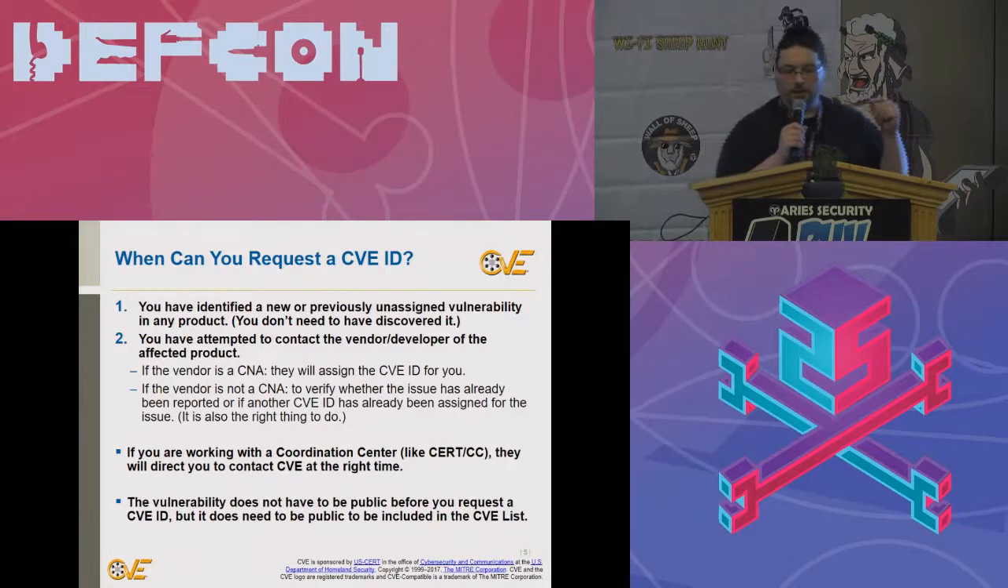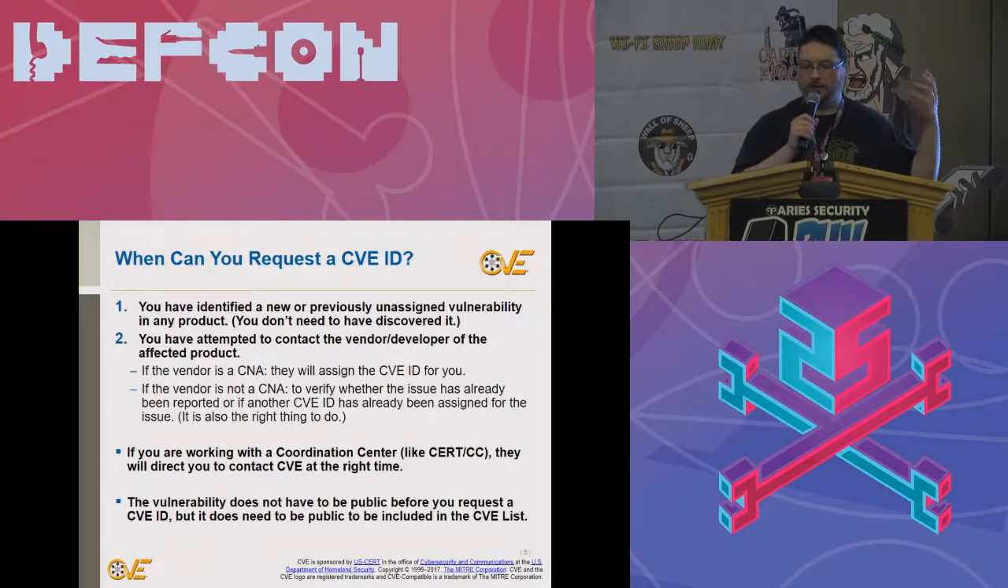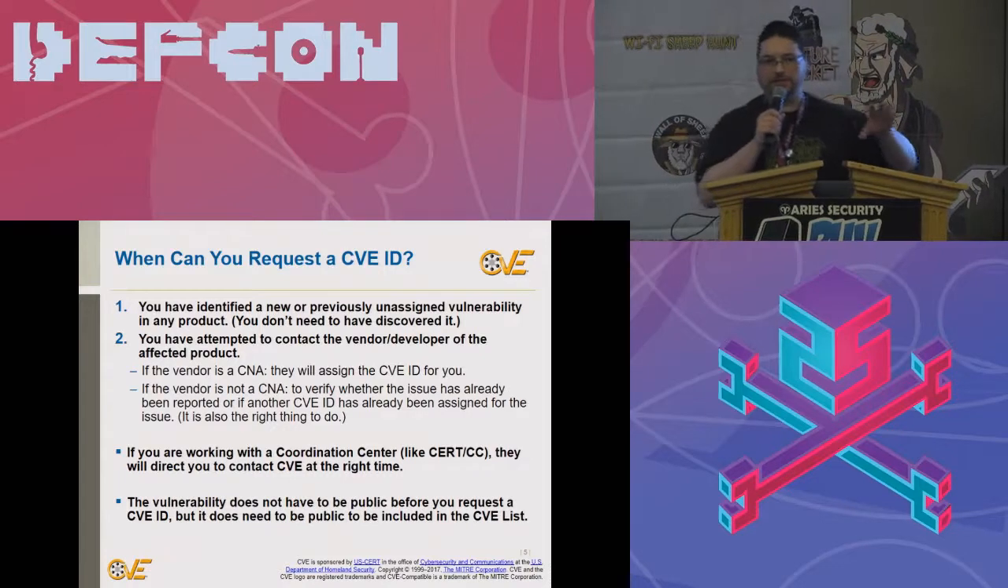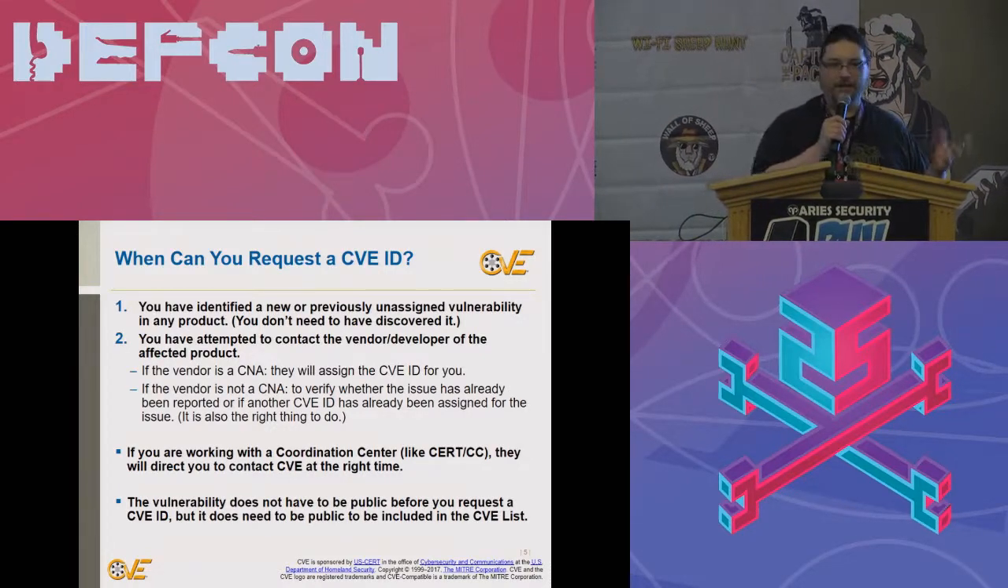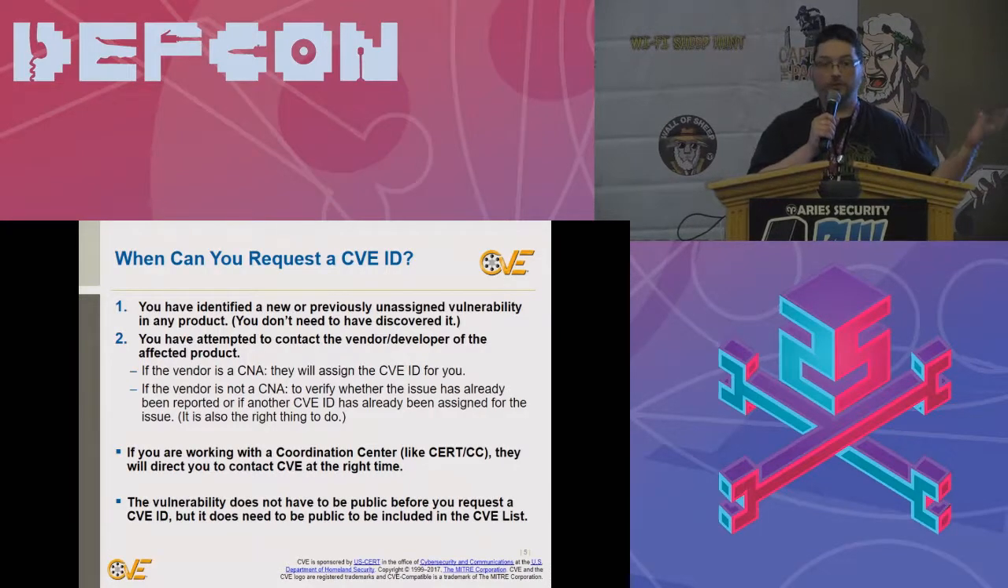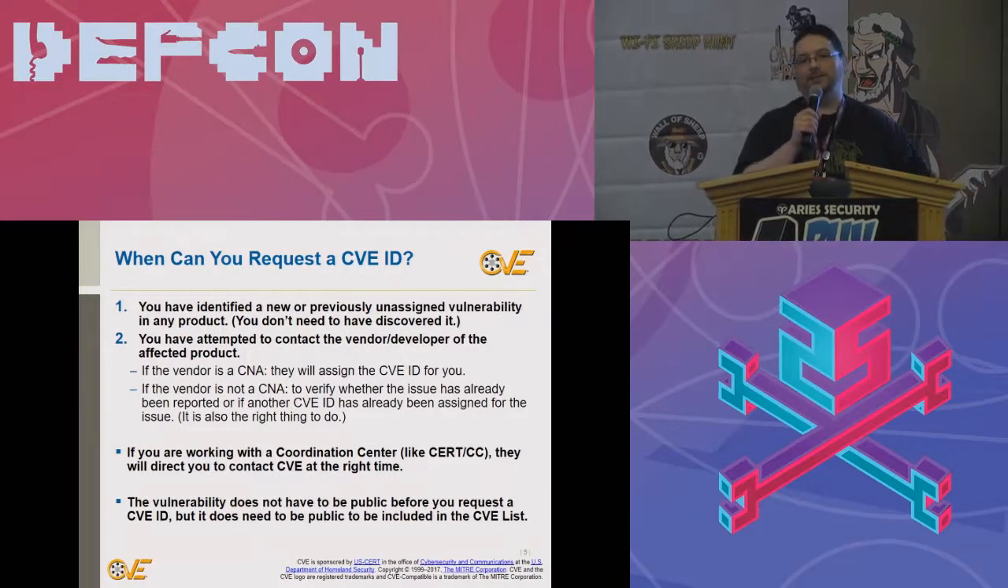First thing, you have to identify a new or previously unassigned vulnerability in any product. Now, we have traditionally only been assigning in a very small scope up until the last year. And some of you might have hit that wall where you're like, I found this cool vulnerability in a skateboard. And we said, well, we're not covering that. I'm not going to go into why that was. We've changed. Anything can get a CVID now.